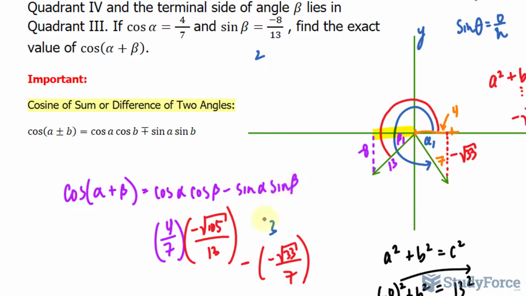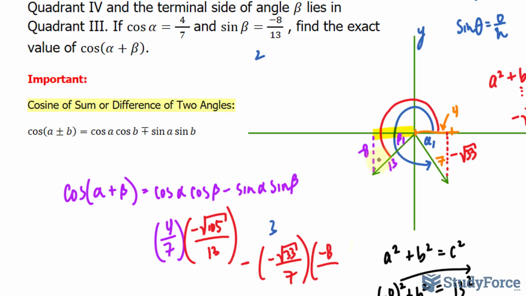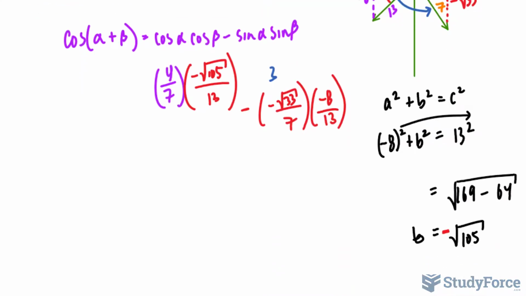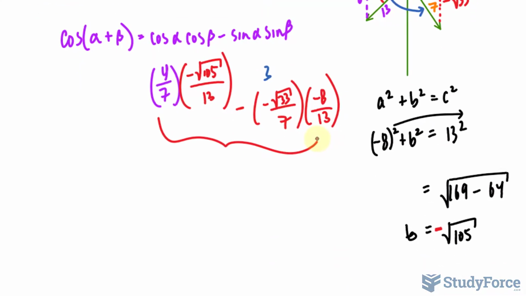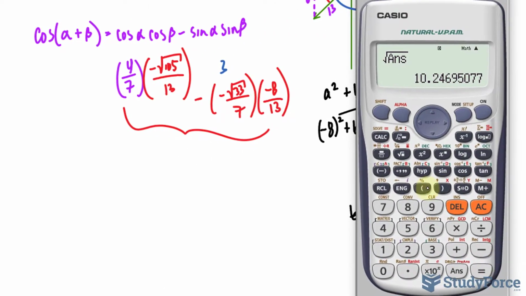And we have to find sine beta. Well, sine beta is easy. We can use the initial values that we were given. Opposite is -8 over the hypotenuse, and that is 13. Essentially, by calculating what we have here, you should end up with the exact value. Let's go ahead and do that.